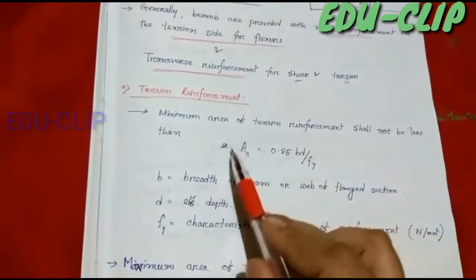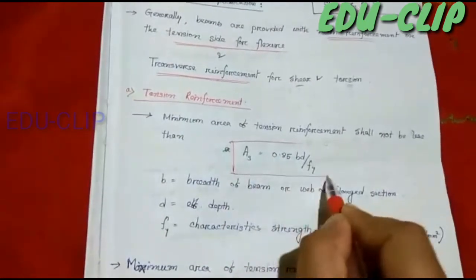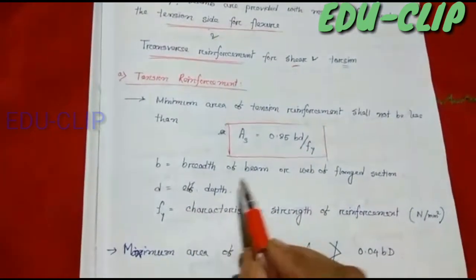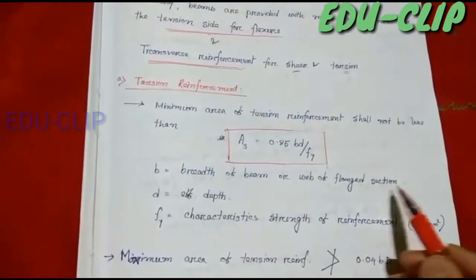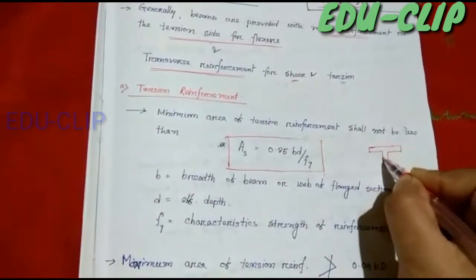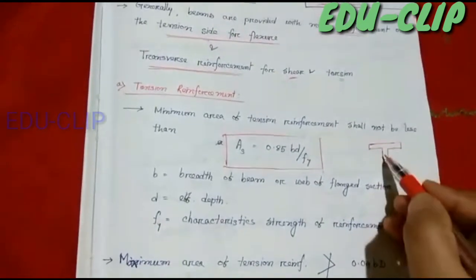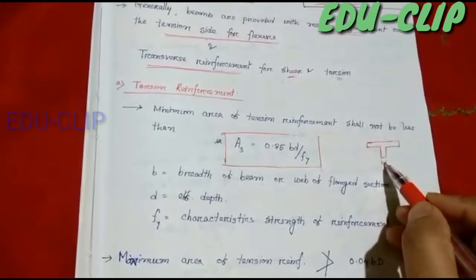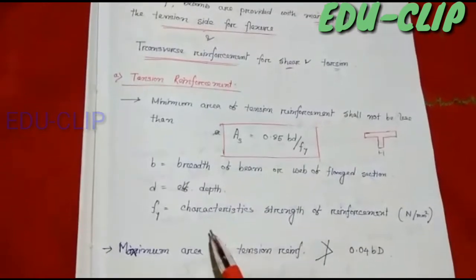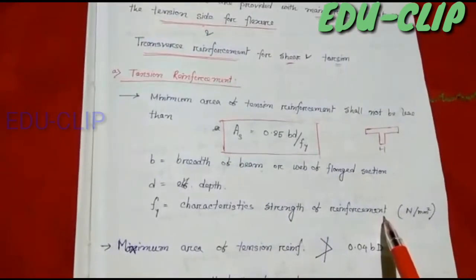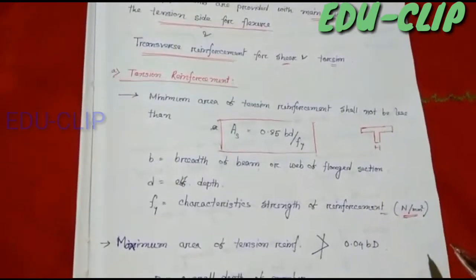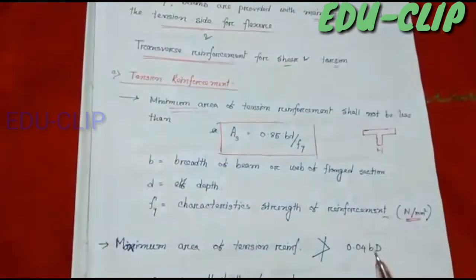So tension reinforcement area can be calculated by this formula. As = 0.85 bd / fy, where b is the breadth of the beam or web of the flange section. Suppose this is a flange section, then this is the web, and b is the breadth of this web section and d is the effective depth. fy is the characteristic strength of reinforcement, and it is expressed in Newton per mm square. This is the minimum area.